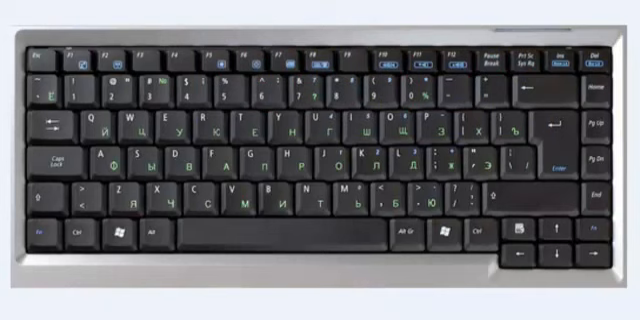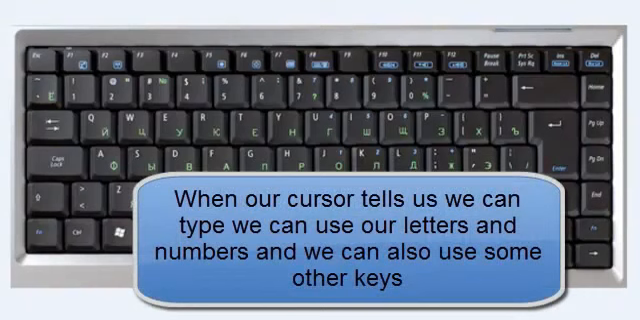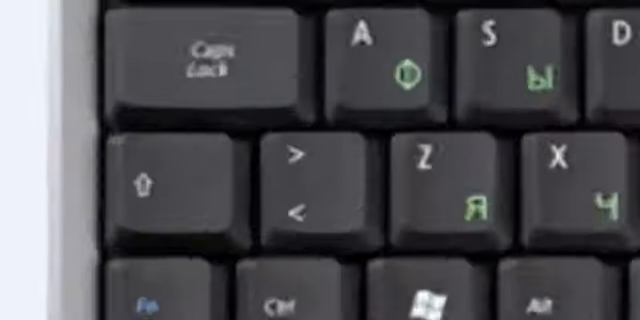We already know that our cursor will tell us where we can type text or numbers by changing its appearance over an insertion point. Once we can type, not only do we have letters and numbers, but we also have some other keys to use in addition. And they include your Shift key. The Shift key in combination with a letter or another key will either change the letter to uppercase or it will show the character at the top of that key.